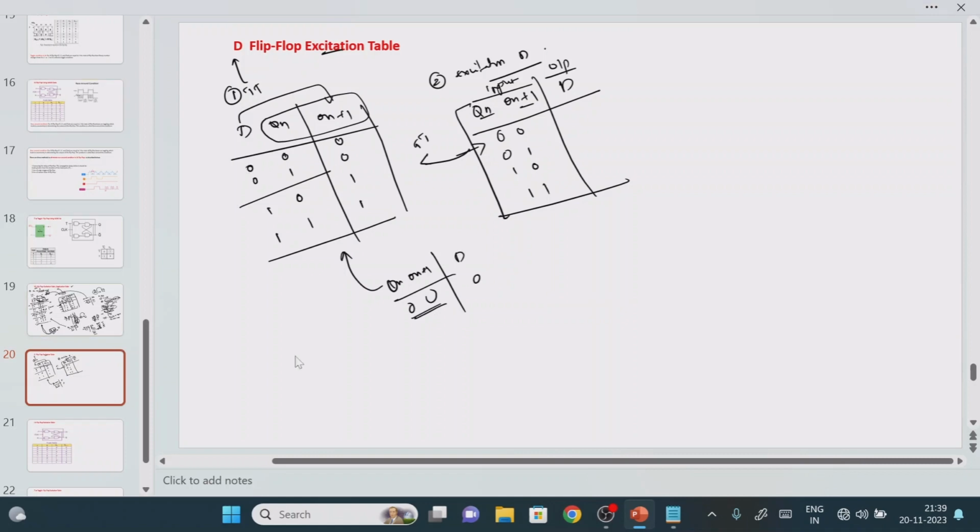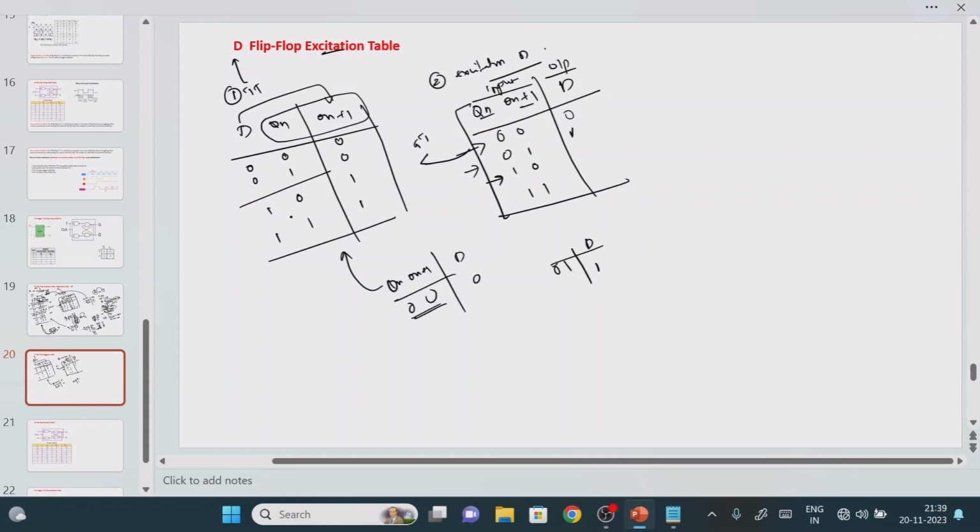Is there any combination which is represented with 0 0 in Qn+1? Only a single representation, no other representation, right? So what is the answer? The answer is 0. Next, again you take the 0 1, so find out the D value. Here we have the 0 1, what is the answer? The answer is 1. Directly you can write it.